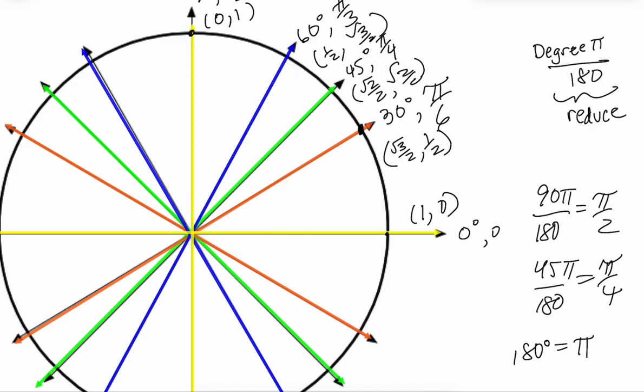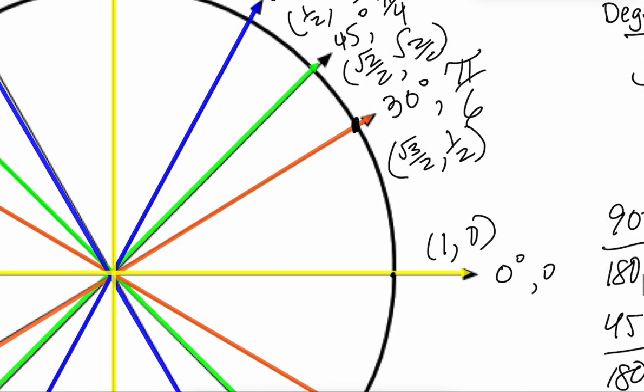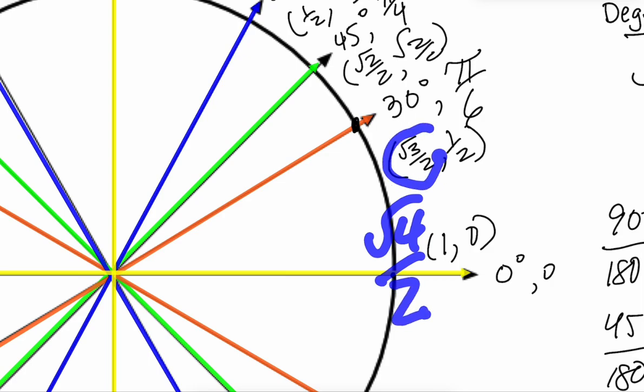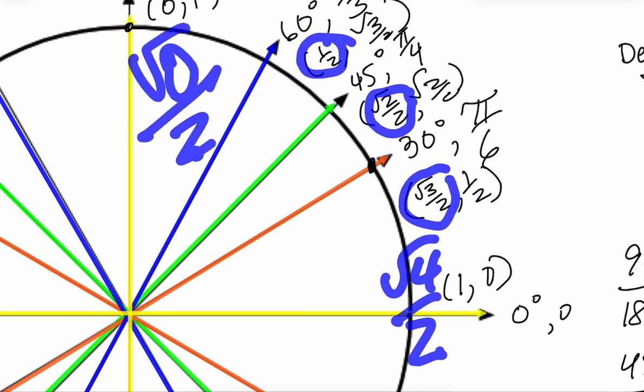Now, another pattern about the x values. Let's watch. This is really kind of interesting. This is square root of 4 over 2, right? Isn't that square root of 4 over 2? The number 1 is square root of 4 over 2. Square root of 3 over 2, square root of 2 over 2, square root of 1 over 2, square root of 0 over 2. Kind of interesting pattern, right?